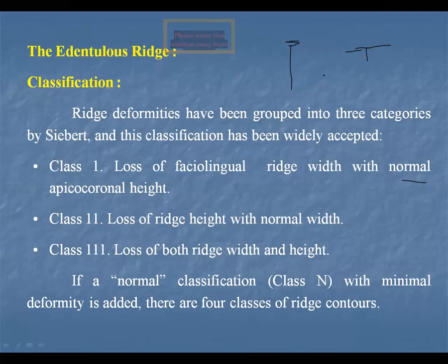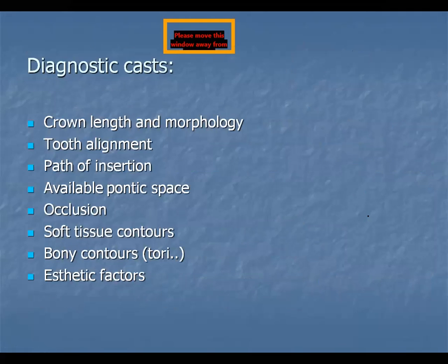In class 3, basically we have a shorter height of the ridge and also a reduced width. The height and the width of the ridge change in class 1, class 2, and class 3. In class 1, the buccal width of the ridge is lost. In class 2, we will have the loss of height. In class 3, we have the loss of both height and width.